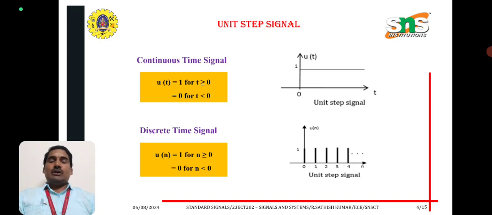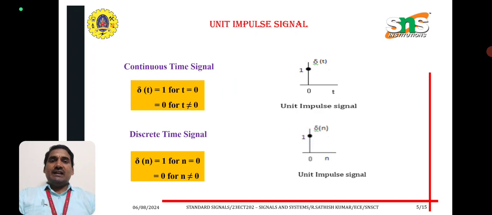u(t) is equal to 1 for t greater than or equal to 0, and 0 for t less than 0. The graphical representation is given on the right hand side. For the discrete time signal, u(n) is equal to 1 for n greater than or equal to 0, and 0 for n less than 0. The graphical representation runs from 0 up to infinity with respect to n and u(n). It has an amplitude of 1 for all the positive values of the independent variable. It has an amplitude of 0 for all the negative values of the independent variable.